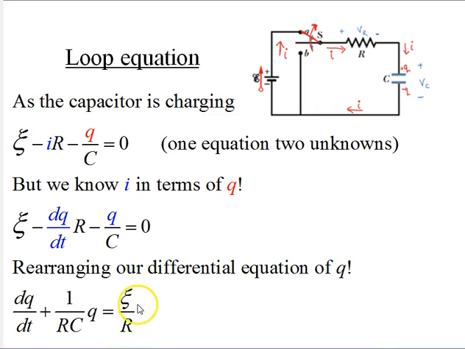And you can see each of these terms must have the unit of amperes, since dQ/dt, that's our definition of current, has a unit of amps. Our voltage divided by resistance, that's our Ohm's law, has a unit of current. So our charge divided by the resistance times the capacitance must also have a unit of current.